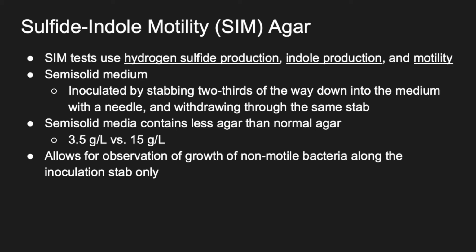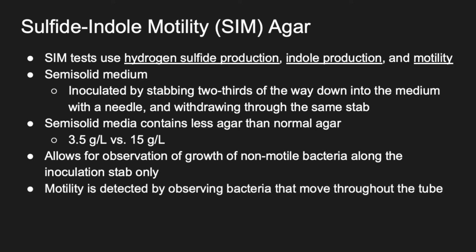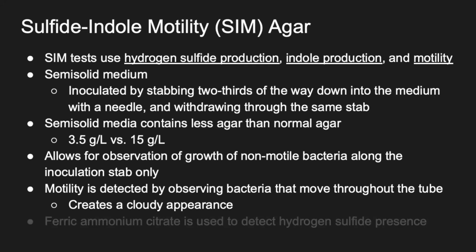However, because it's semi-solid, the bacteria can move around in this agar, and motility is detected by observing bacteria that move throughout the tube. What this looks like, if bacteria are motile and have the ability to grow outside of our inoculated stab location, is they'll start growing all throughout the tube, and it creates a cloudy appearance in the tube itself. And just like with the KIA test, ferric ammonium citrate is used to detect hydrogen sulfide, if it is present or not.